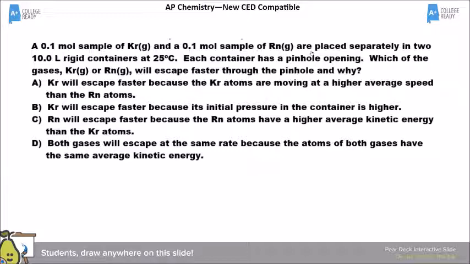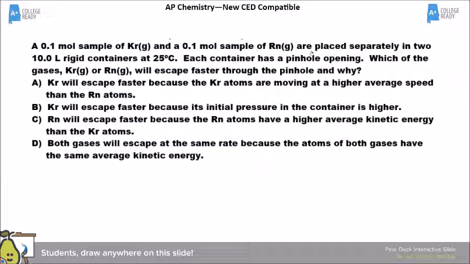So you would need to go to your periodic table and look up the molar mass of krypton and the molar mass of radon. You'll find that krypton is a smaller gas. And we know that the smaller gas has to be going faster to have the same kinetic energy. So we're looking for something like krypton will escape faster. And that's both A and B.